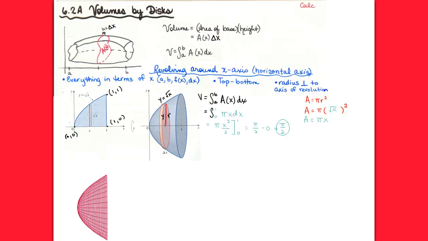All right, what if I weren't revolving around the x-axis? What if I were revolving around the y-axis? If we look at example number 3, it says find the volume of the solid obtained by rotating the region bounded by y equals x cubed, y equals 8, and x equals 0 about the y-axis. So before we start trying to revolve anything, let's draw that figure, okay?